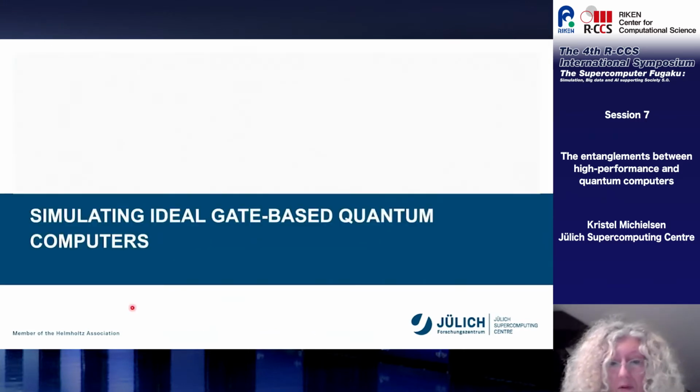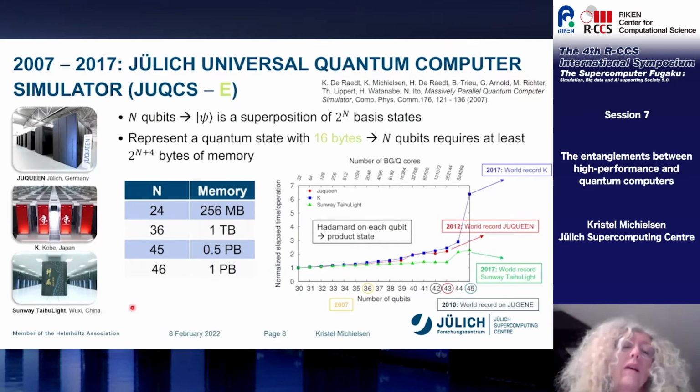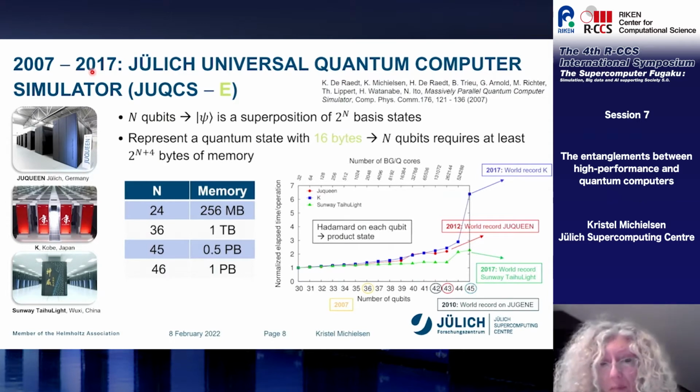Now, I will say something about simulating such pen and paper quantum computers. In this period of 10 years between 2007 and 2017, we developed the Jülich Universal Quantum Computer Simulator. And I make here a difference between different versions. So this is what we call the E version. It's the exact version in which we represent the n qubit quantum computer by its wave function, which is a superposition of 2 to the power n basis states.